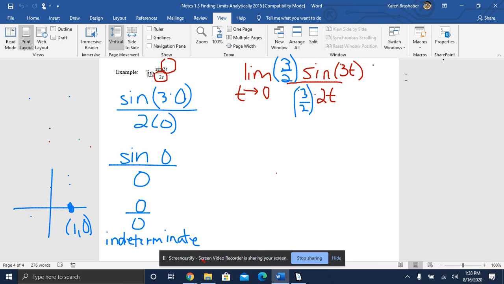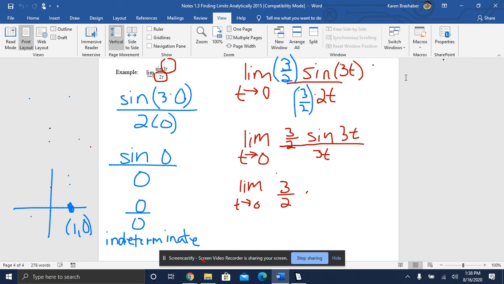So now we'll do our work here. We have the limit as t approaches 0 of 3/2 times the sine of 3t over, and then we have 3/2 times 2t, and that is 3t. So now I'm going to separate this out. I'm doing the limit as t approaches 0 of 3/2, and I want to multiply that by the limit as t approaches 0 of the rest of that problem, which is the sine of 3t over 3t. And this will actually tie into our very first video.